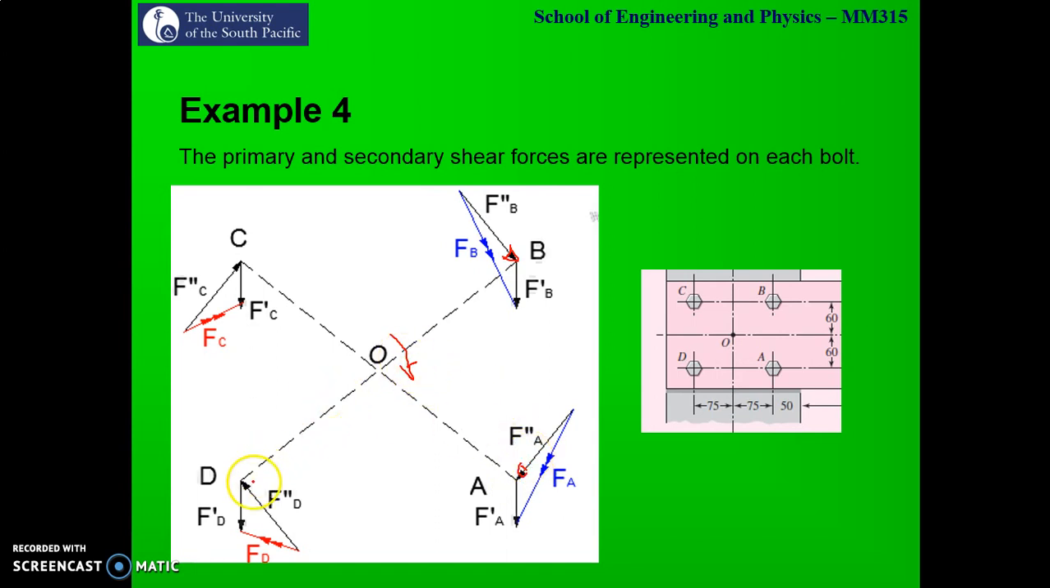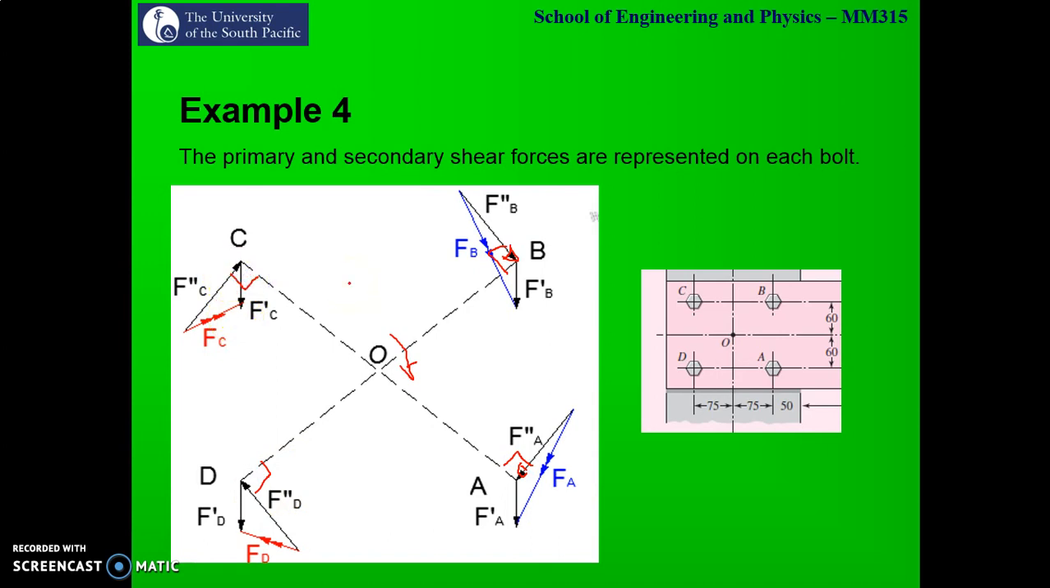Now when I come to this lever arm, I need to represent my secondary shear in this direction, so this force is going to cause a moment clockwise. When I come to this side, my secondary shear is in this direction, so again this F double prime D will cause a moment clockwise about point O. Over here again this secondary shear will cause a moment in the clockwise direction about point O. The thing you need to remember is that this secondary shear is 90 degrees to this lever arm.